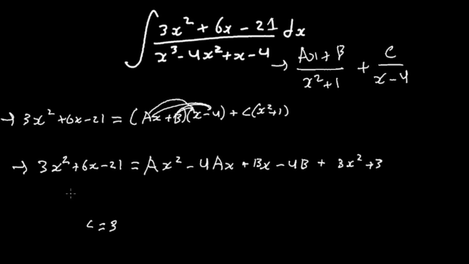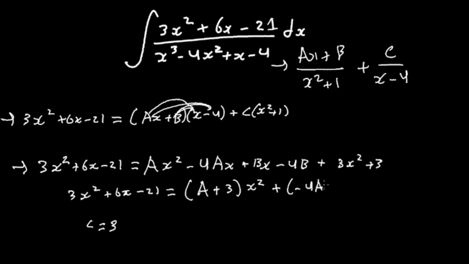All right, now we have 3x squared plus 6x minus 21 is equal to, now let's gather up all of our common terms with the x squareds, with the x's, with just the constant. So we can factor out an x squared from both ax squared and 3x squared. So this will become a plus 3x squared. And then for our x term, we have minus 4a and b. So plus minus 4a plus bx. And then for our constant term, things without any x's in it, is just minus 4b plus 3.